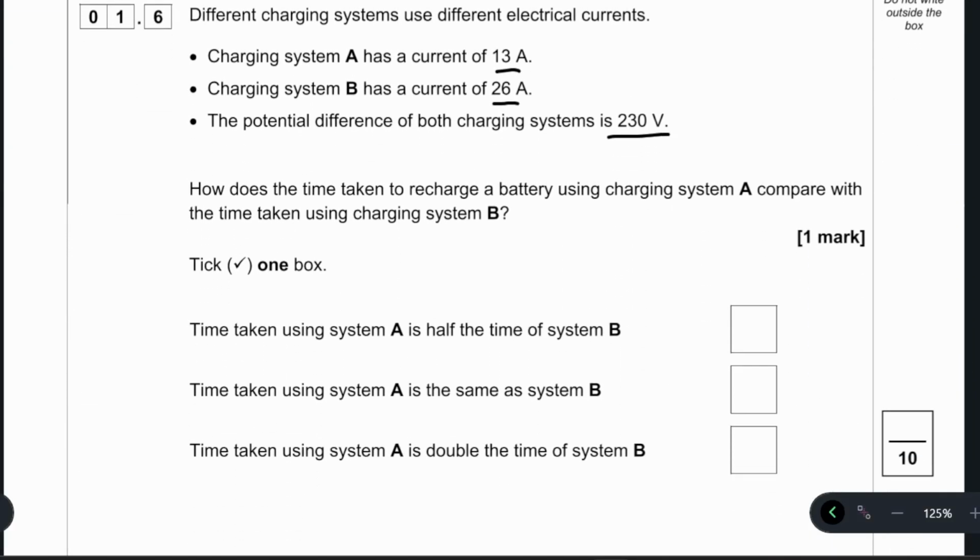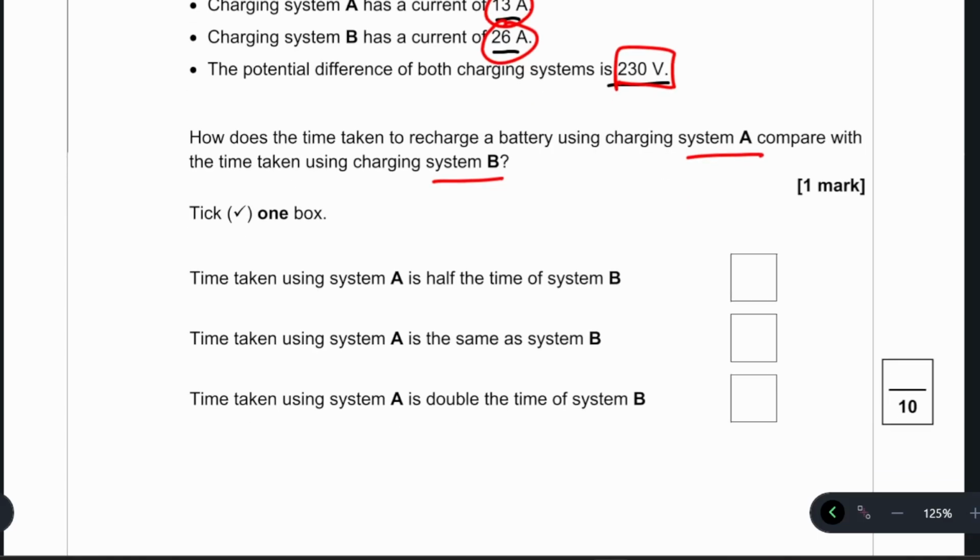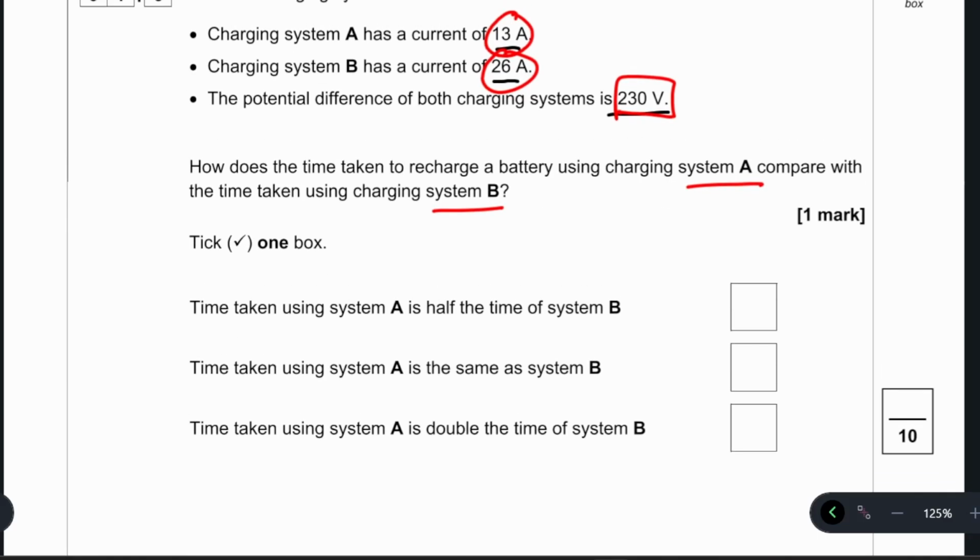Next part, different charging systems use different electrical currents. Charging system A has a current of 13 amps and B has a current of 26 amps, and both charging systems use a voltage of 230 volts. We want to compare the time taken to recharge a battery using charging system A compared to charging system B.